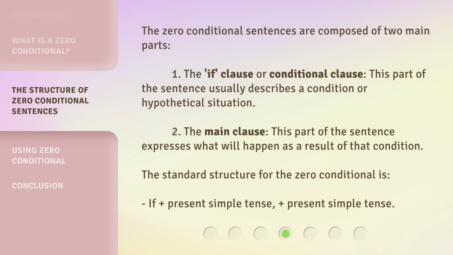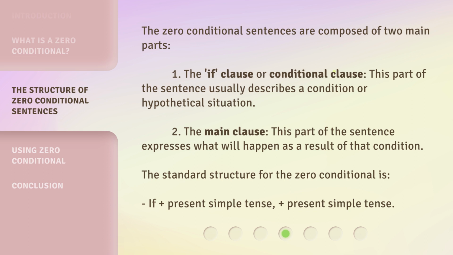Zero conditional sentences are composed of two main parts. 1. The if clause or conditional clause. This part of the sentence usually describes a condition or hypothetical situation. 2. The main clause. This part of the sentence expresses what will happen as a result of that condition.